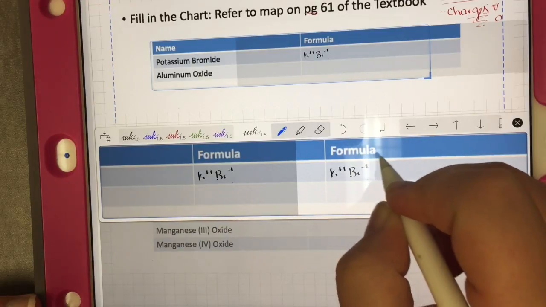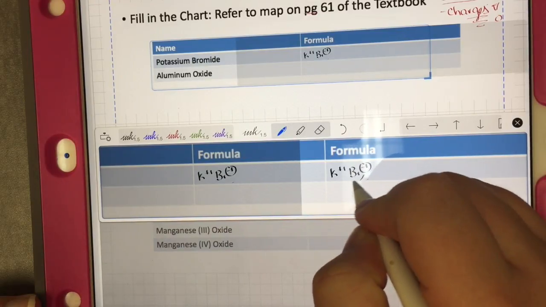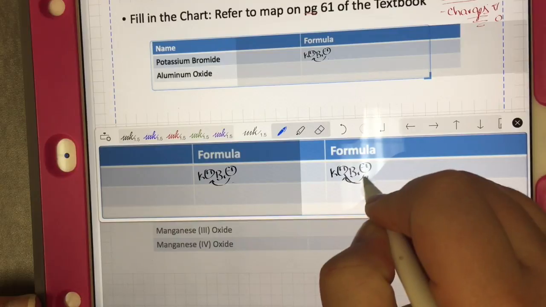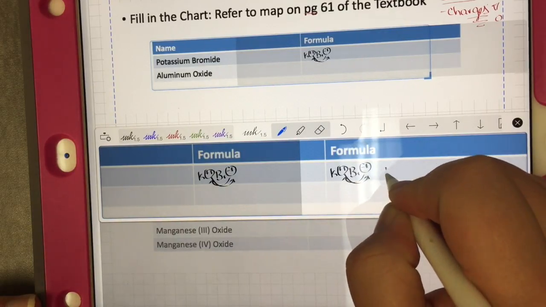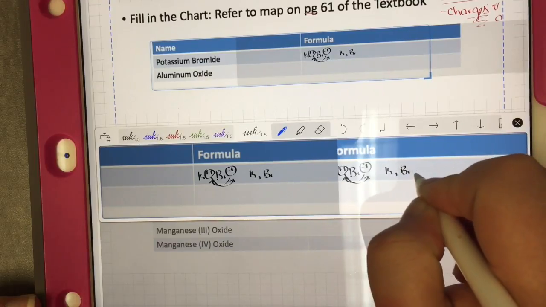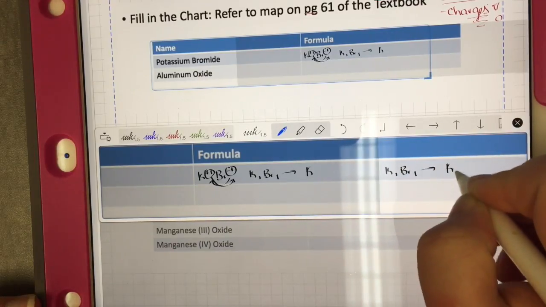We learned that we can cross our charges to make them add up to 0, which would just be K1Br1, which is simply just going to be KBr.